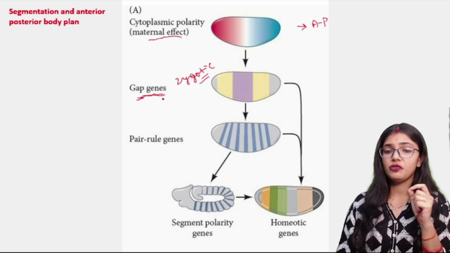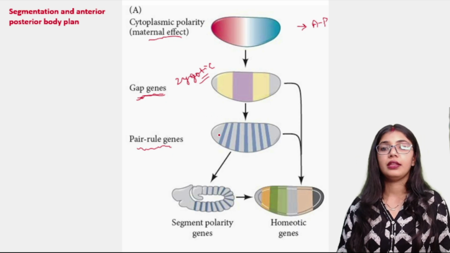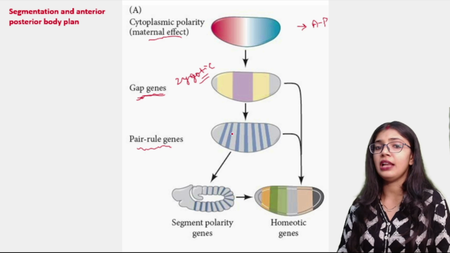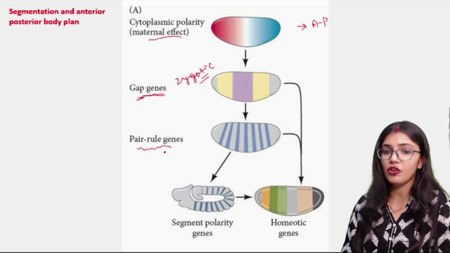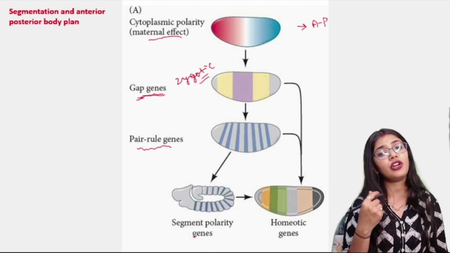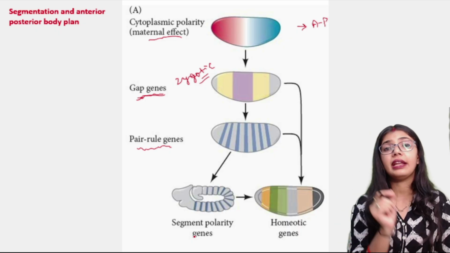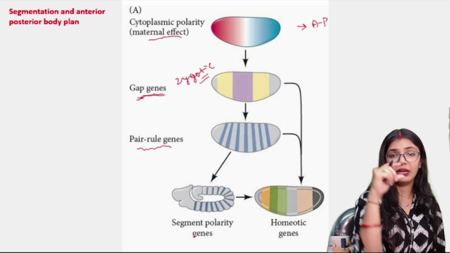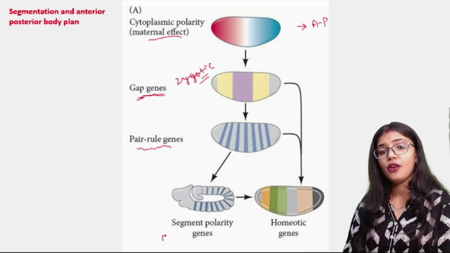After this, the gap genes help in the formation of pair rule genes. These are the pair rule genes which help in deciding the pairs. What does this pair rule gene do? It helps in the formation of segment polarity genes. So what is the work of the segment polarity genes? To each segment, they give polarity. Here there are 14 segments.